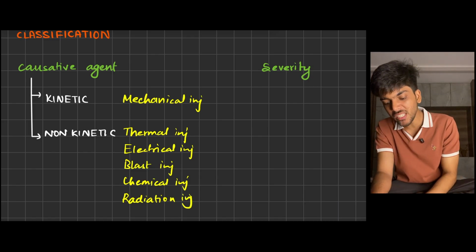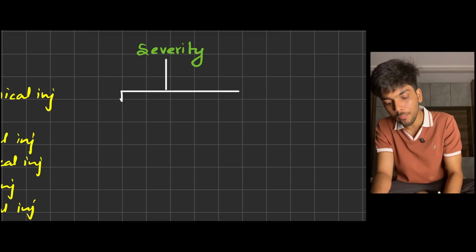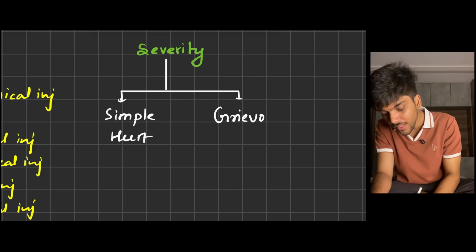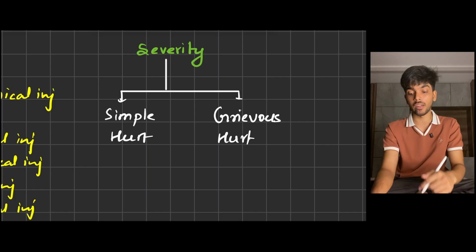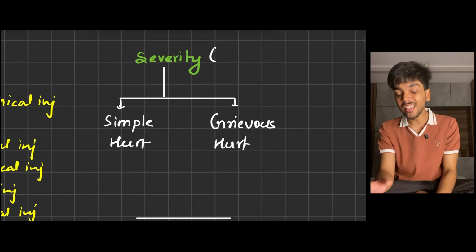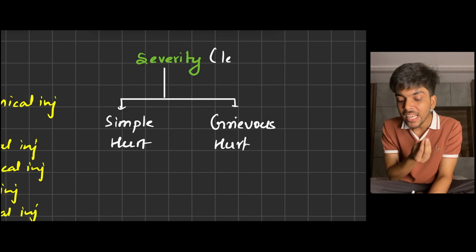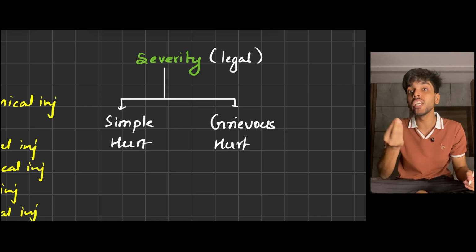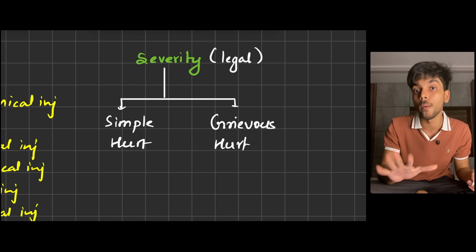Next, on the basis of severity, we have either a simple hurt or a grievous hurt. Now, whether an injury is a simple hurt or a grievous hurt is defined by the constitution of that country. That means these injuries classified on the basis of severity hold a legal importance. For example, the more grievous the injury you have inflicted is, the greater the punishment you will receive by law.